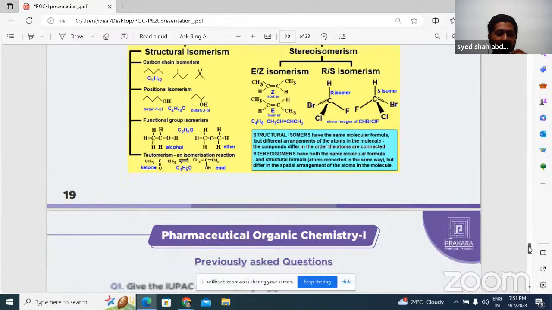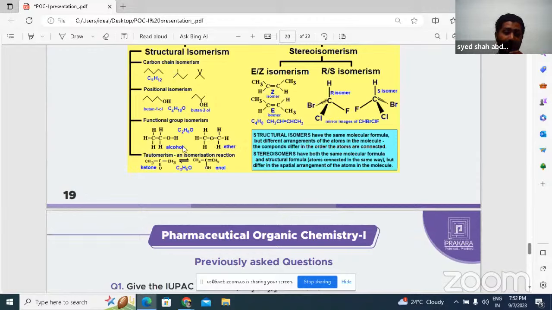Another is functional group isomerism. This is very important. Here, the molecular formula, if you calculate how many carbons, hydrogens, oxygens are there, will be the same. But the functional group will be different, and their properties, physical appearance and nature will also be different. Here it has given the alcohol and ether. If you compare, the boiling point of alcohol is nearly 60, 70, and for ether it is 30 something. So here the boiling points differ.